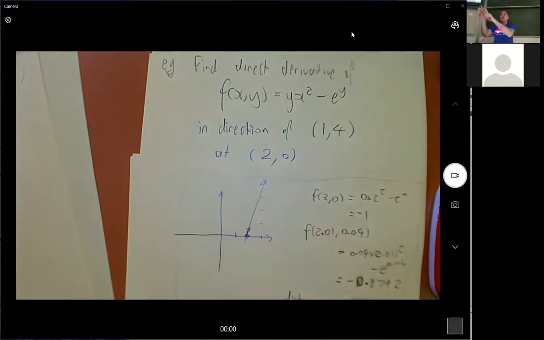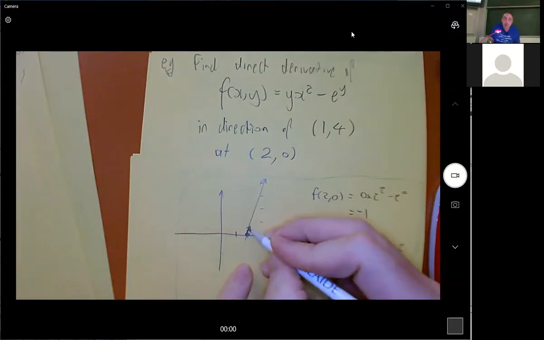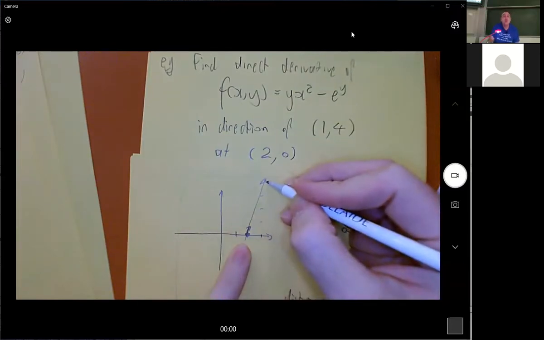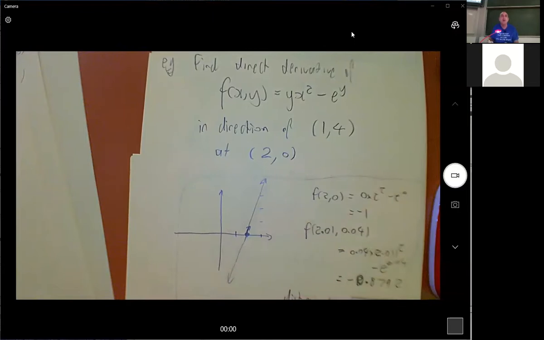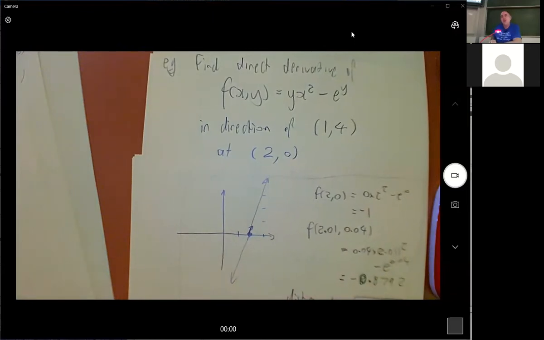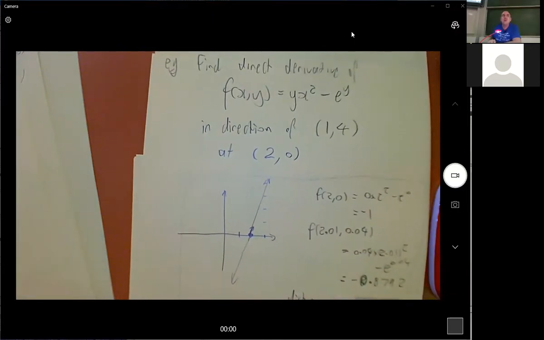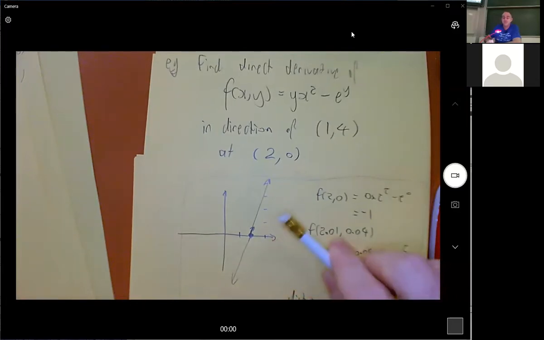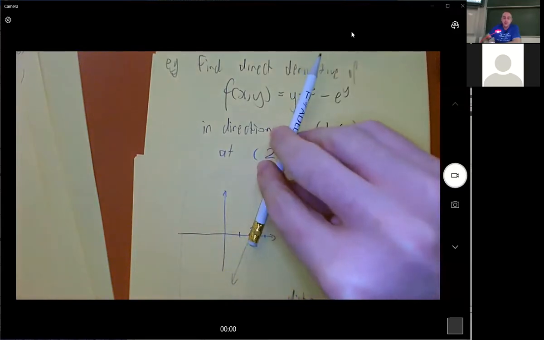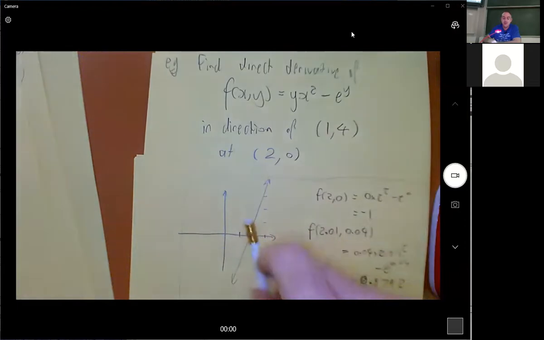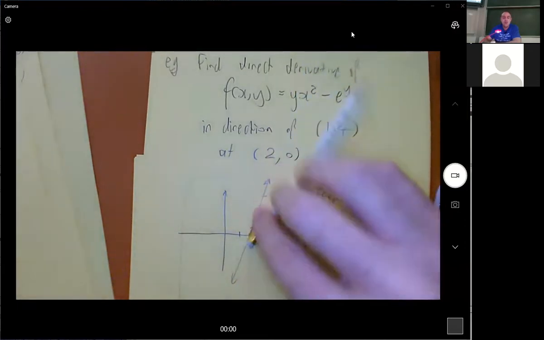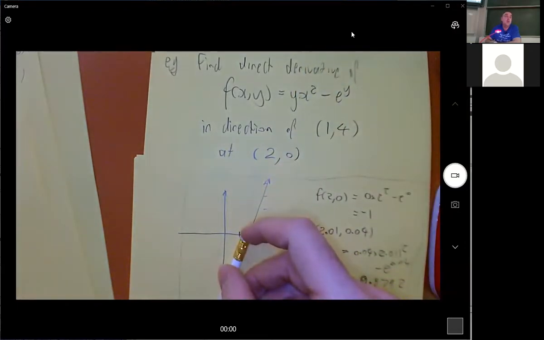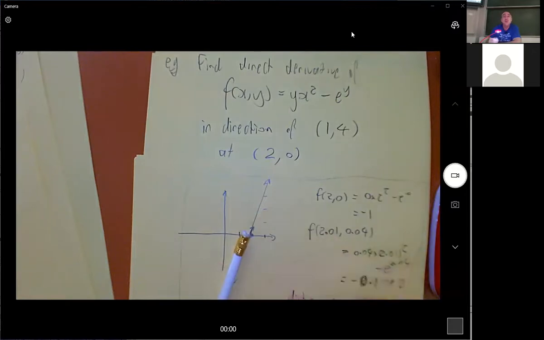Oh, no, I have a separate question first. I know if I go this way, the directional derivative is 2.9, and this way it's minus 2.9. Which direction do you think I should go for the directional derivative to be 0? Perpendicular to this. Because if going from here to here goes between plus 2.9 and minus 2.9, it must be 0 somewhere in between.